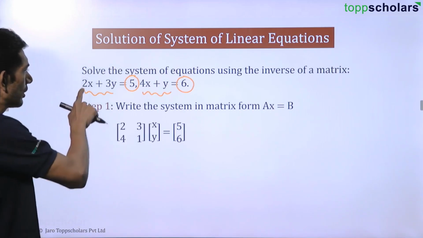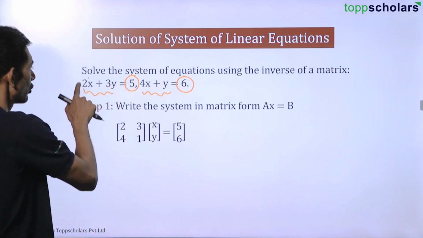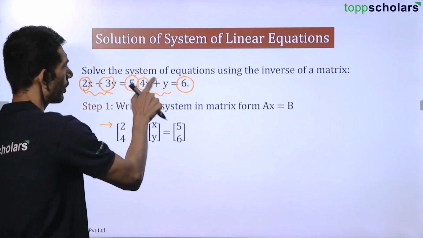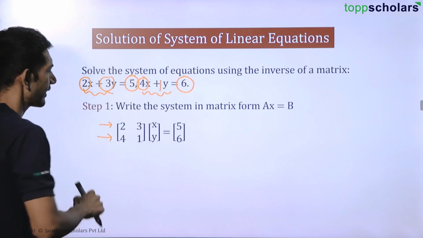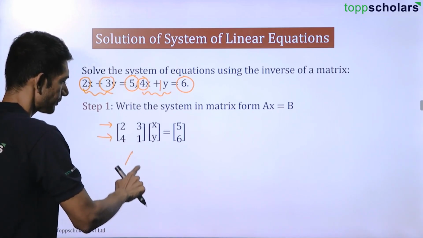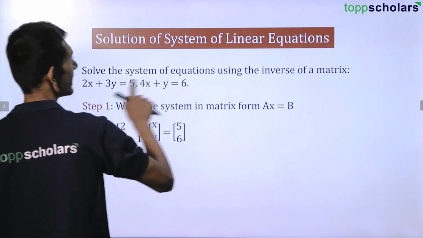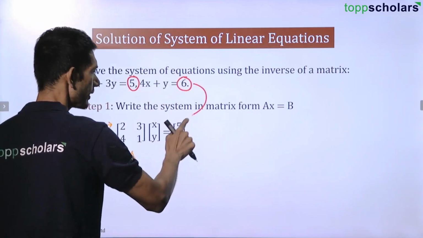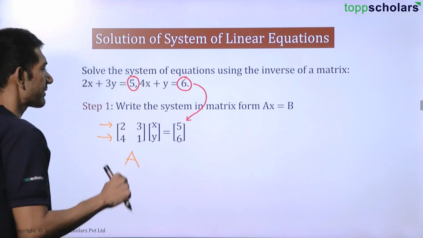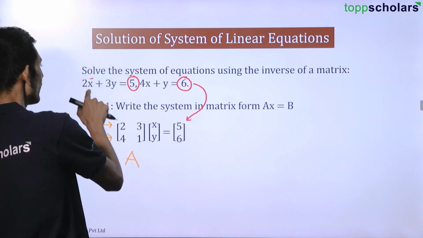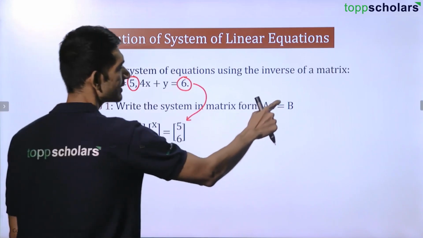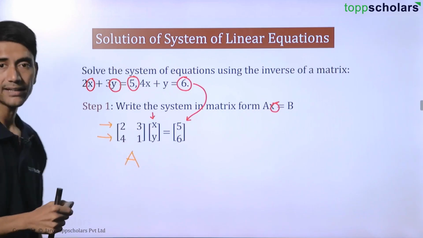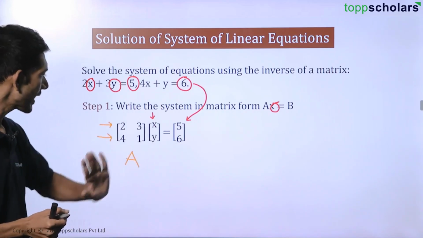Observe, 2x plus 3y is equal to 5. So 2 and 3 go in the first row. 4 and 1 go in the second row. So that is your matrix A. The elements on the right hand side, 5 and 6, they go here in the matrix b, and x and y are the variables, so that goes here. So I hope you have understood how to write this down first. This is the way you write it down.